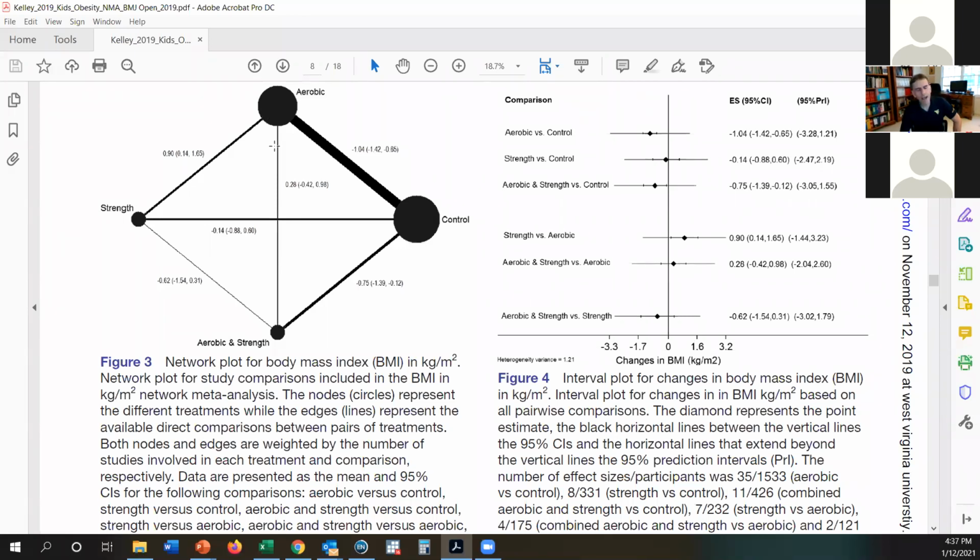So again, I won't go through everything in here, but that's what we're comparing. We're comparing this, for example, aerobic treatment to control, and here's the result of that comparison. We're comparing aerobic to aerobic and strength. Here's the results of that comparison.